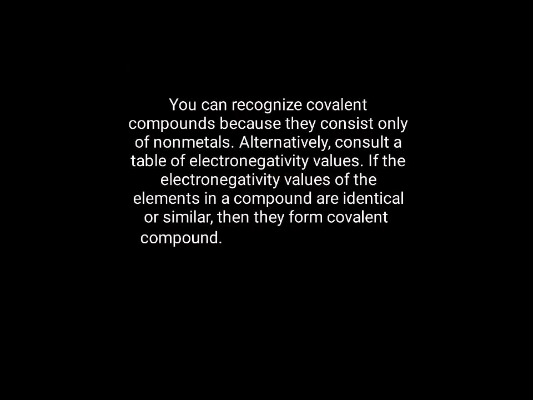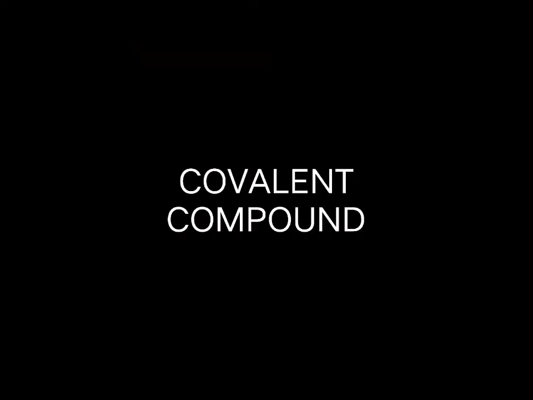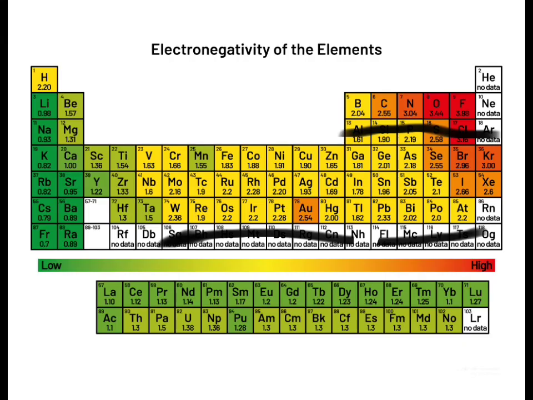You can recognize covalent compounds because they only consist of nonmetals. Alternatively, consult a table of electronegativity values. If the electronegativity values of the elements in a compound are identical or similar, then they form covalent compounds. As a general rule, if the electronegativity difference is less than 2 on the Pauling scale, the atoms form covalent bonds. If the electronegativity difference is 2 or more, the atoms form ionic bonds.